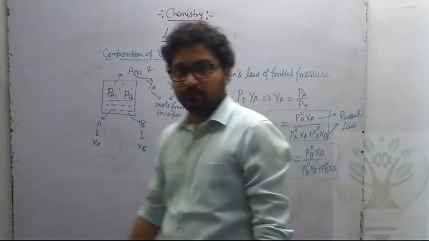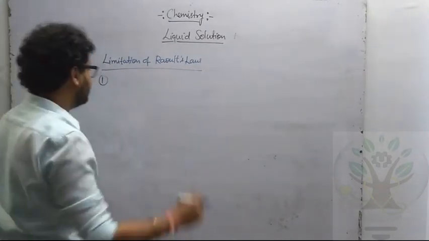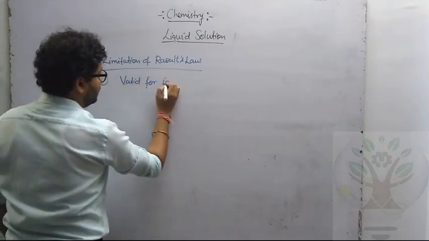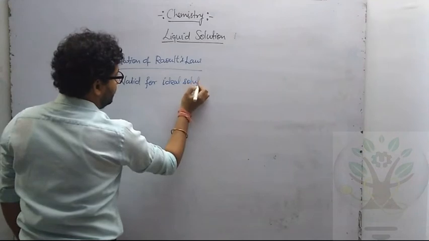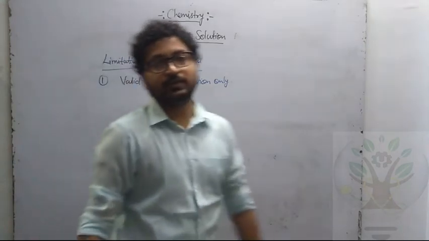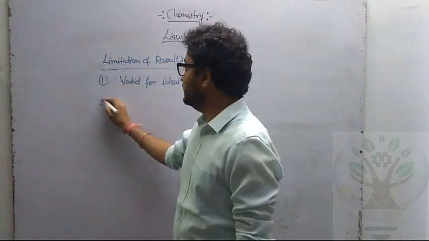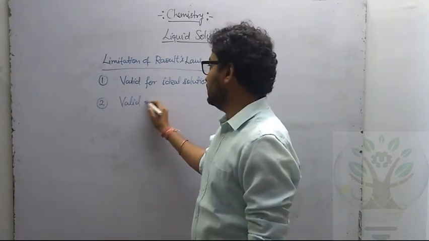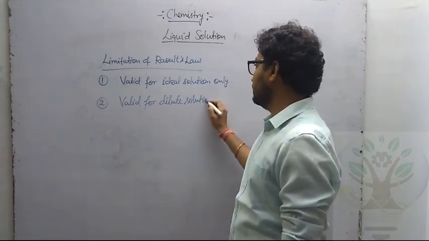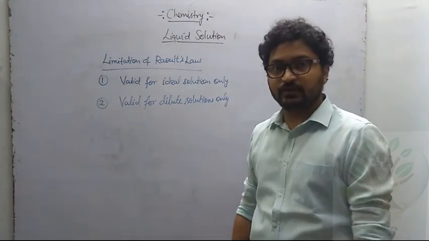Okay, let's move forward. Now let's move to the limitations of Raoult's law. There are very few limitations of Raoult's law. The first one is it is valid for ideal solution only. What is an ideal solution? We will deal with that later. Secondly, it is valid for dilute solutions only, meaning it will not be valid for a highly concentrated solution.